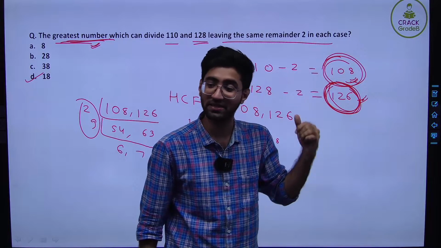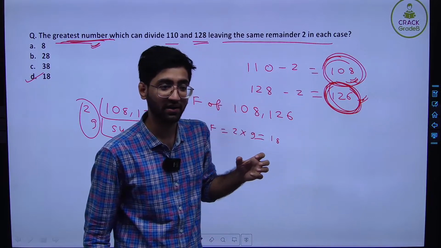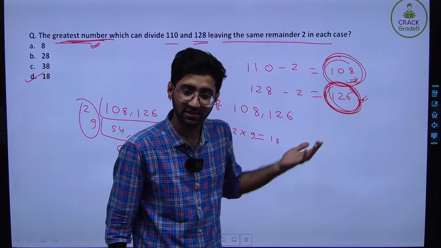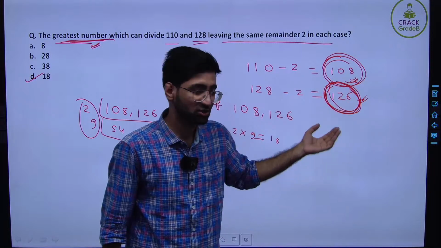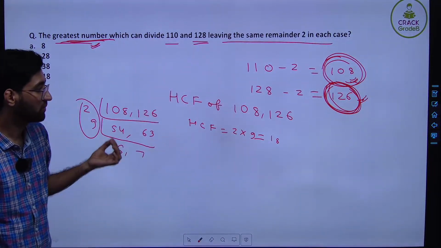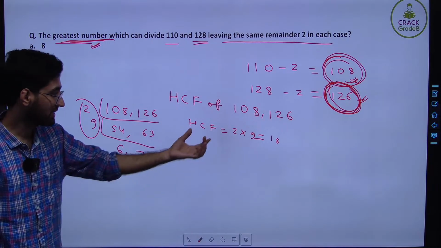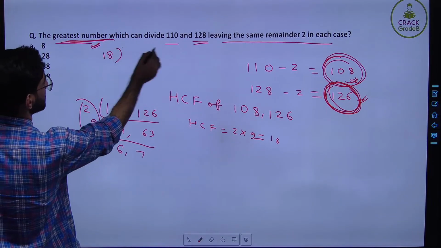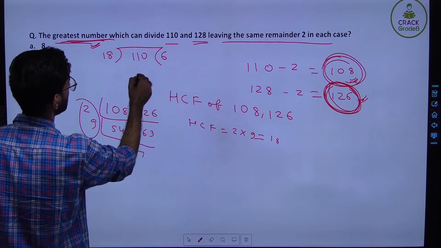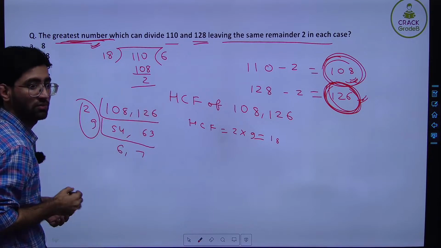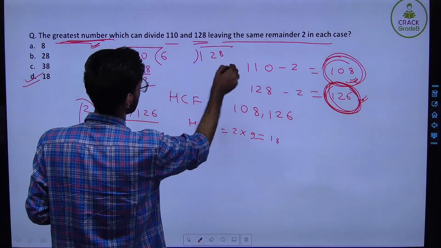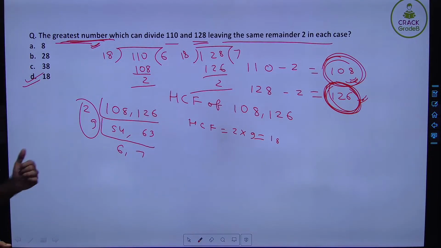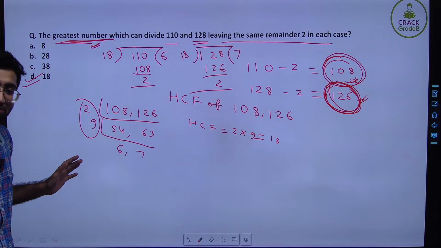Now try to recall the definition of HCF, highest common factor: the highest number that can divide the given numbers, the greatest number that can divide both numbers. So basically now you have to find the HCF of 108 and 126, and HCF will be equal to 18, right? Even if you use options, see 110, 18 into 6, you get remainder 2, right? And 128, 18 into 7, remainder is 2. So you can use options to answer this kind of questions, right? Any doubt?